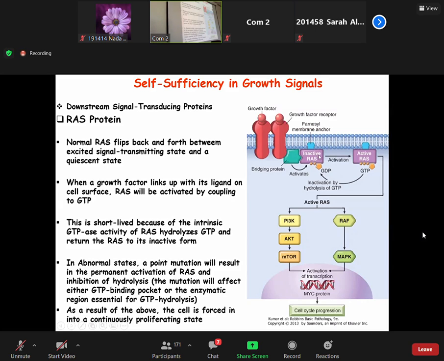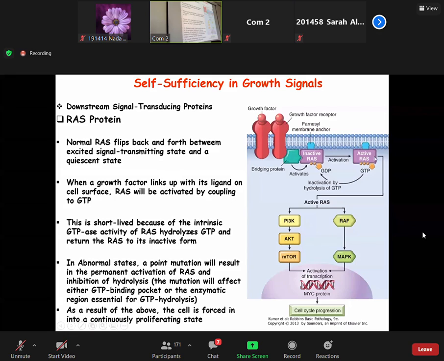Now, what's going to happen if you have a mutation that results in a permanent activation of the RAS? This mutation is going to be either in the GTP binding pocket or the enzymatic region essential for GTP hydrolysis. So the end result is that the GTP will not be decoupled from the RAS, resulting in, again, theoretical permanent activation of the RAS.